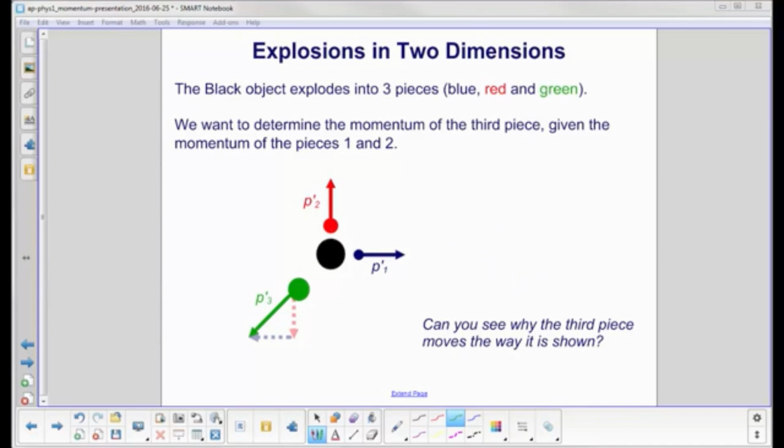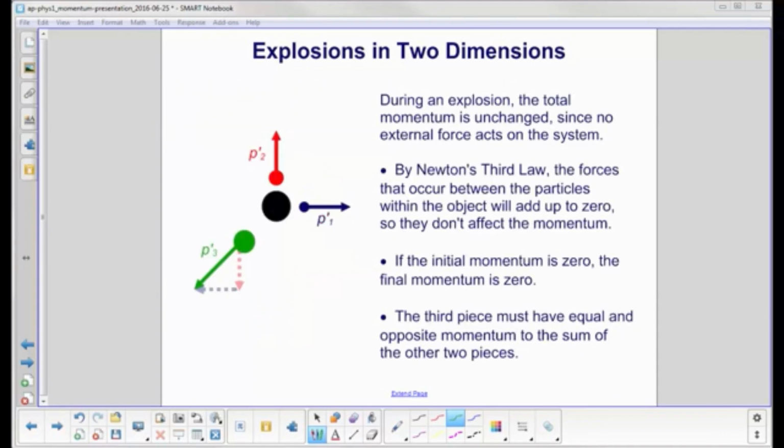Now earlier we talked briefly about how if you have 3 or more objects colliding, it's almost impossible to predict what happens, and now here we have 3 pieces. Well, the difference is we're telling you the initial momentum is 0, giving the values of P2 and P1, and we're only asking for P3, so that's okay. So let's get back here. Why is the third piece moving in that direction?